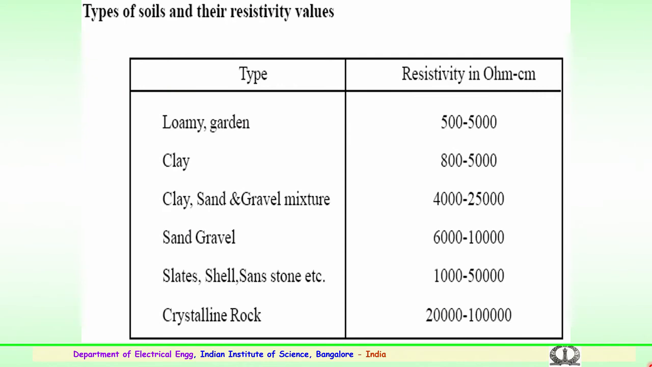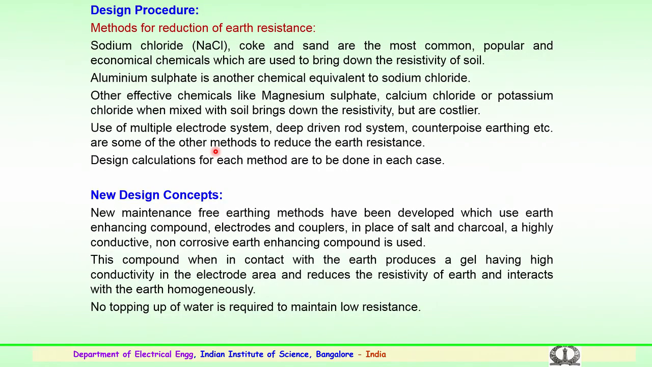This gives a table of the resistivity in ohm centimeter for various soils which, during substation planning, have to be considered for the different types of soils. It could be clay, sand, a gravel mixture, sand gravel, slates, crystalline rock. So, several types of soils are available, and the resistivity in ohm centimeters for these types is also given here. In case of clay, the resistivity in ohm centimeter could be 800 to 5000. Similarly, for crystalline rocky areas, the resistivity could be 20,000 to 1 lakh. So, suitable planning and suitable grounding aspects have to be chosen in case the substations are being constructed in areas of these soils. Depending upon the soil, the proper grounding has to be planned.